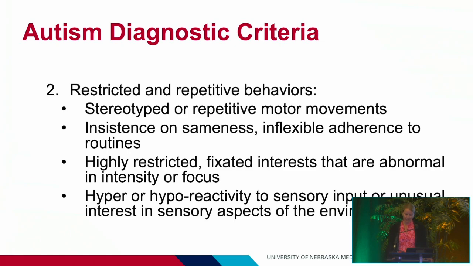These children often have insistence on sameness, inflexible adherence to routines, or ritualized patterns of verbal or nonverbal behavior. They can have extreme stress at small changes, difficulties with transitions, rigid thinking patterns, and they need to take the same route or eat the same food every day, wear similar clothes with similar textures. They also have highly restricted, fixated interests that are abnormal in intensity or focus. And then they also have hyper- or hyporeactivity to sensory input or unusual interest in sensory aspects of the environment.